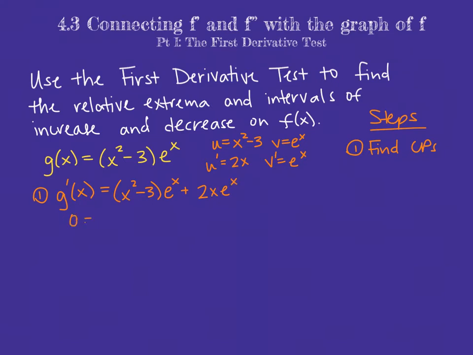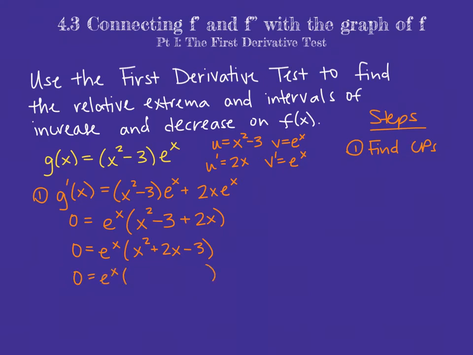Then, when we set something to 0, what we want to do is factor it. So what we can do is pull out the greatest common factor, which in this case looks like it's just going to be an e to the x. So we'll be left with an x squared minus 3 over here and a plus 2x over here. So we now have a quadratic trinomial. We have x squared plus 2x minus 3, and that actually is factorable.